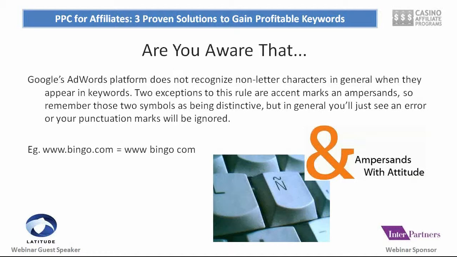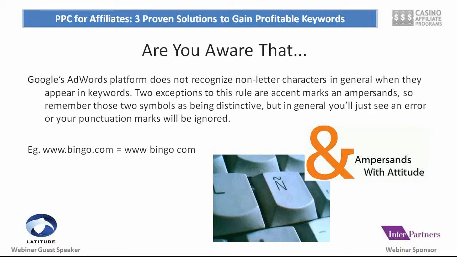Another thing to be aware of that some of you may not know is that Google's AdWords platform doesn't recognize non-letter characters in general. It does recognize accent marks and ampersands, but if you have decided to enter keywords like the example I've given, www.bingo.com, Google will see this within its system as www bingo space com. This is really common when people put in keywords based off URLs or website names. So if you have both variations in your account, Google would treat them as the same keyword. So you need to be careful of those.